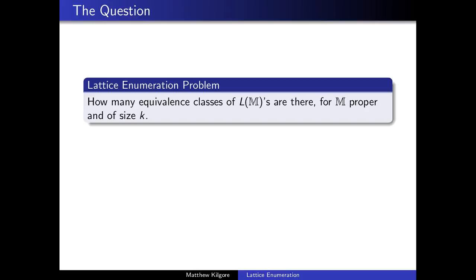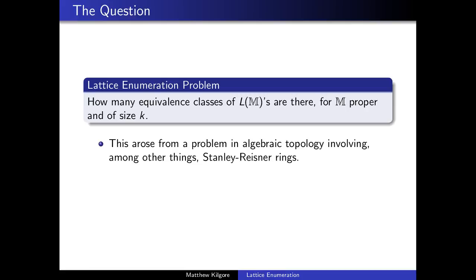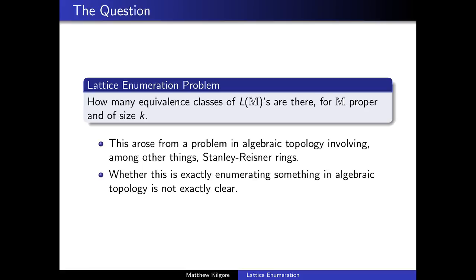Now, you may of course be wondering why you would care about this. The answer is because it comes from a problem in algebraic topology that involves, among other things, Stanley-Reisner rings. If you're actually wondering what this number means outside of the number of lattices, well, it's not exactly clear. By that I mean there isn't a clear algebraic topological construct being counted. Well, at least we haven't been able to find one.